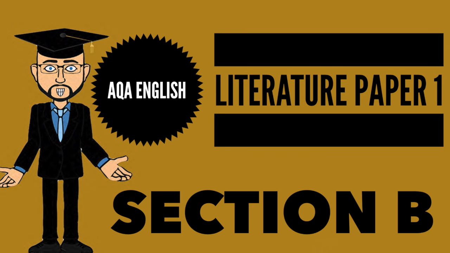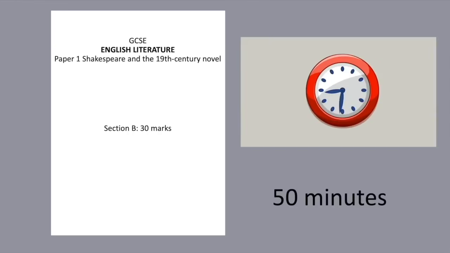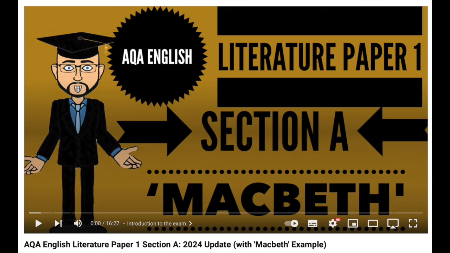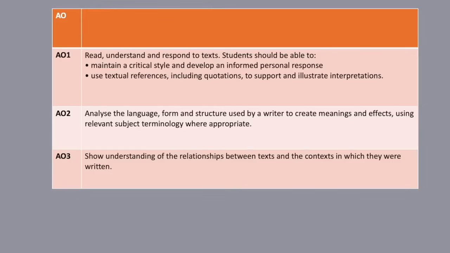Hello everybody and welcome to today's video on AQA English Literature Paper 1 Section B. There are 30 marks available for Section B, the 19th century novel section, and you should spend around 50 minutes on this question. The assessment objectives are AO1, 2 and 3, and I went through those in detail in the first video in this series, but I'll recap them here for those who haven't watched that, and I'll give specific examples related to the 19th century novel.